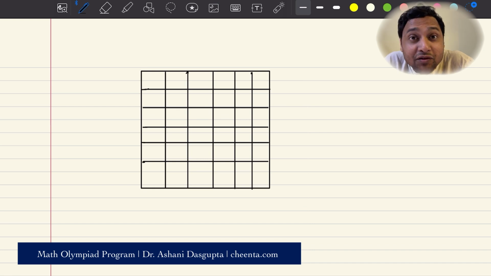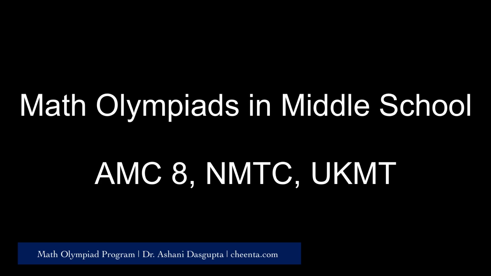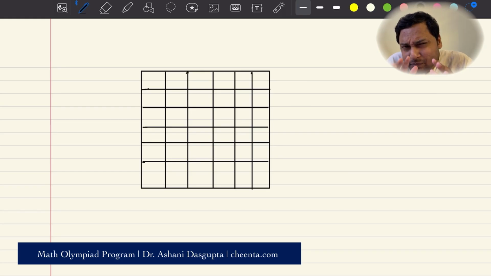Today we have a very beautiful problem from the middle school math Olympiad program at Cheenta, which is from grade 6 to grade 8. But this particular problem and problem solving strategy is also useful for adults. Let's say you're preparing for IOQM, American math competitions, or ISI-CMI entrances. This is a very important and fundamental principle in problem solving, and we will learn that in this particular video.